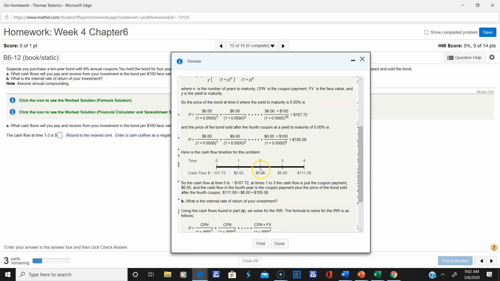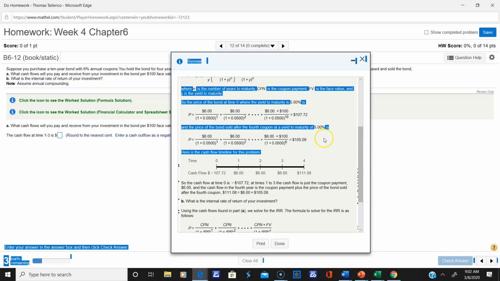So here are the cash flows. Here's the price at T0, and here are the cash flows coming in. Now, this 4th cash flow reflects what? The $6 coupon plus the current price of the bond going out from 4 to 10. You see that for the next 6 years. So these are the cash flows.